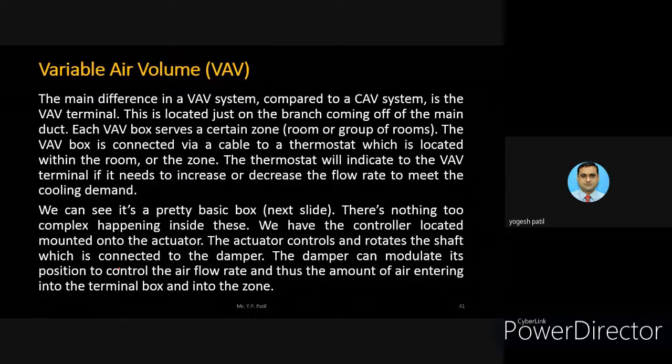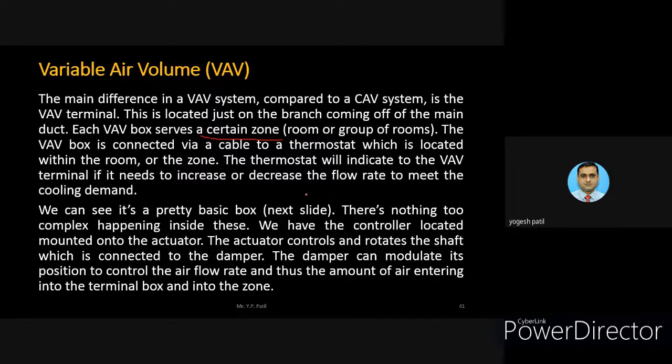Yes, the main difference in a VAV system compared to a CAV system is the VAV terminal. That small block is called the VAV terminal. It is located just on the branch coming off the main duct. Each VAV box serves a certain zone. So this is considered a separate part for a zone.